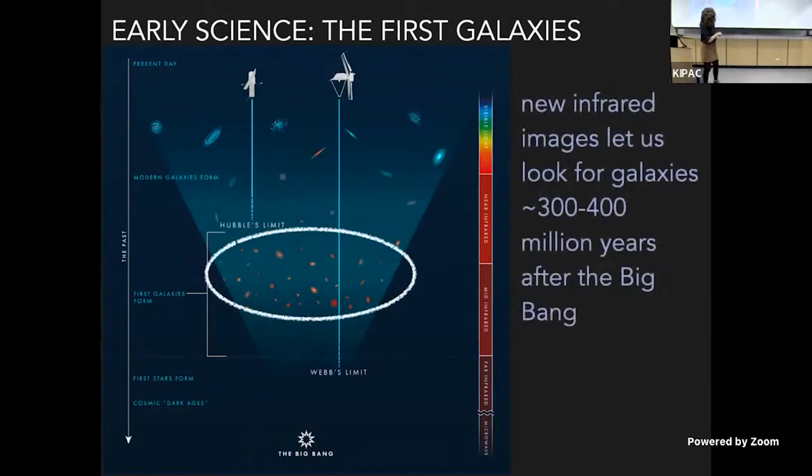And so I'm going to tell you a bit about some of the first science results that we're getting from these JWST images. Again, this is early days. We've only had data for a couple of months. But I want to start by talking about the very first galaxies.